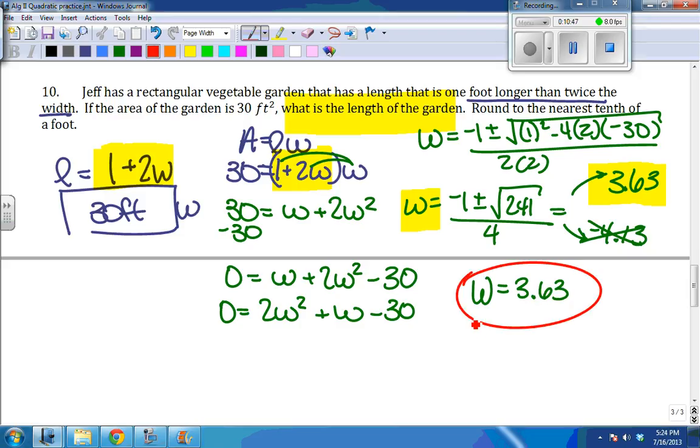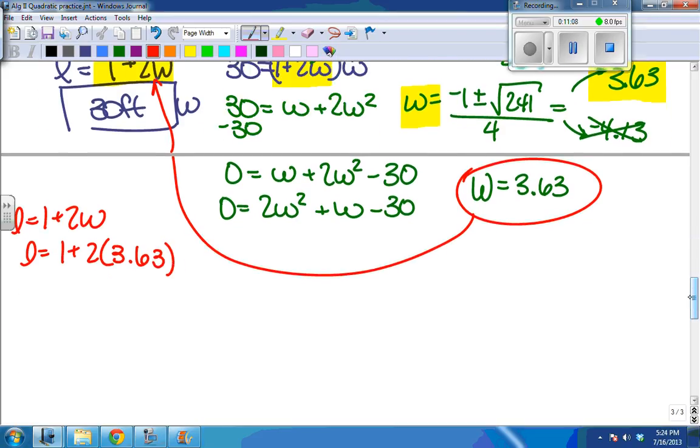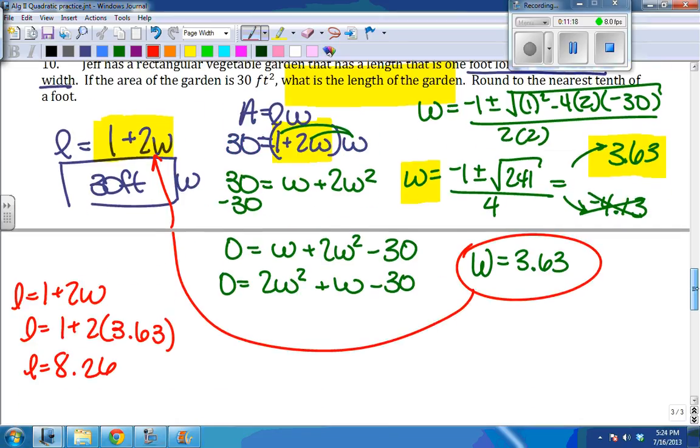What I have to do is take that 3.63 and go back to the expression I wrote at the beginning, where my length was equal to 1 plus 2W. And I need to plug in my width. So in your calculator, if you simplify 1 plus 2 times 3.63, you should get L equal to 8.26, and that is the length, and this is in feet because I went back and looked at my problem, I saw it was in feet. That would be in feet.